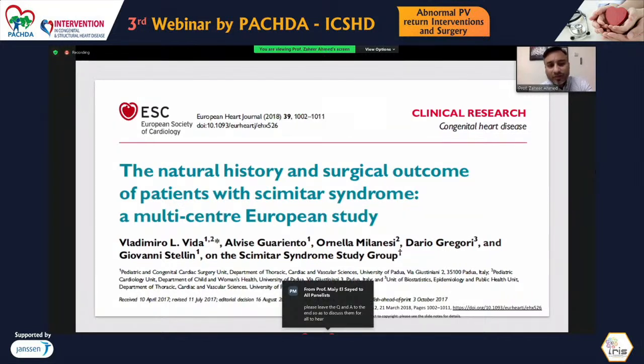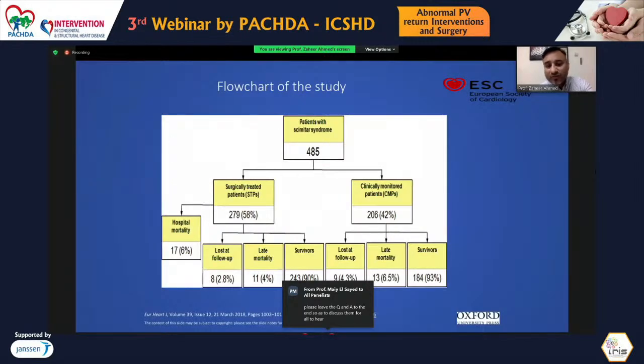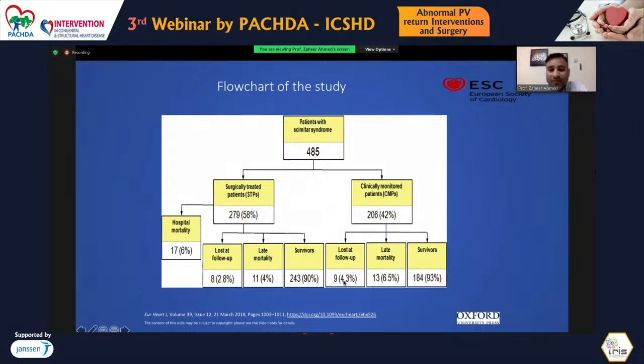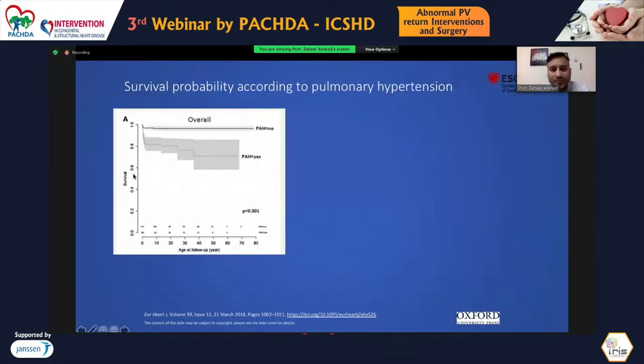This is an excellent paper which was published in 2017. It is a European multi-center registry study which looked at almost 500 patients with scimitar syndrome, and they divided them into two groups: surgically treated patients and clinically monitored patients. You could see that there was a 6% hospital mortality in surgically treated patients, and almost similar mortality in clinically monitored patients. If we talk about survival probability according to pulmonary hypertension, again it comes with the same observation that if you have pulmonary arterial hypertension, your survival rate goes down.